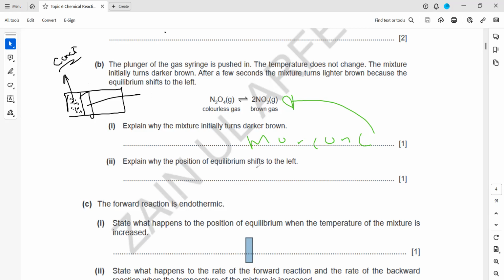Then why does the position of equilibrium shift towards the left? Here we have 1 mole and 2 moles. An increase in pressure shifts the equilibrium towards the side with fewer moles. So high pressure shifts the equilibrium to the side of fewer moles. That's why high pressure favors the side with fewer moles. You can mention that.